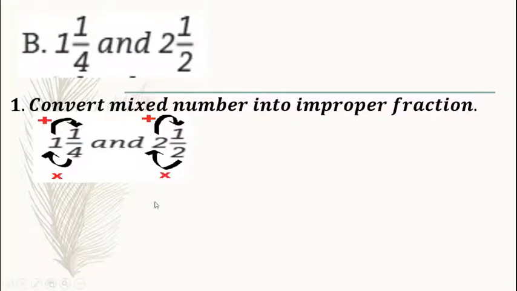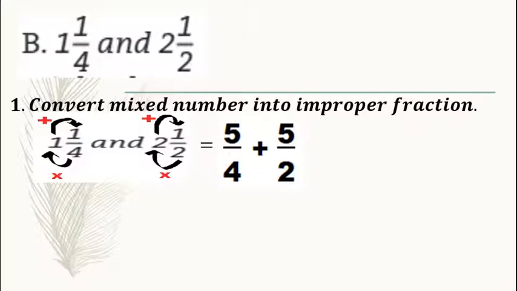Let's try our first fraction. We have 4 times 1, it's 4, plus 1, 5. Then copy your denominator 4. Let's have our second fraction. 2 times 2 is 4, plus 1, 5 over 2. We just copy our denominators. So we now have 5/4 plus 5 over 2.